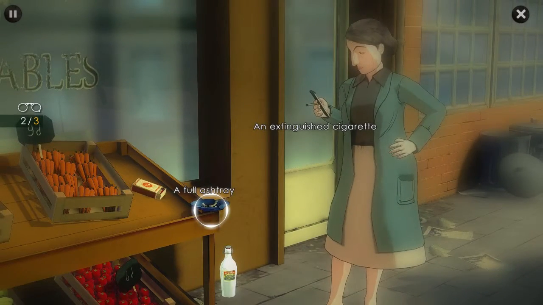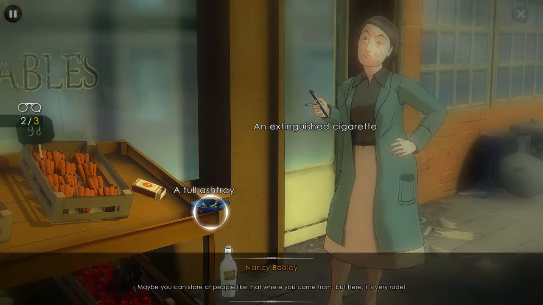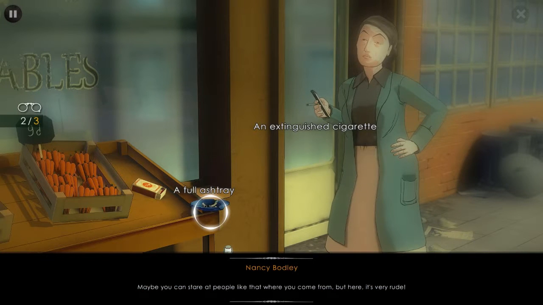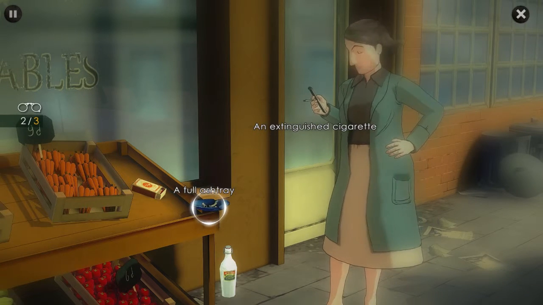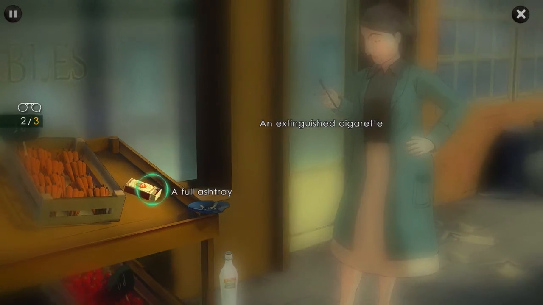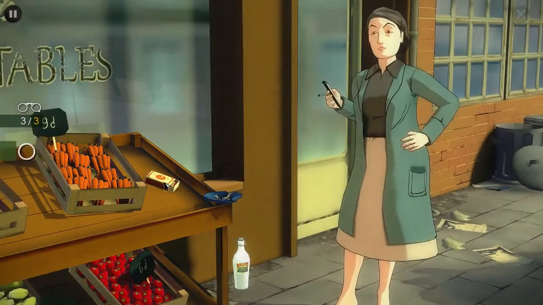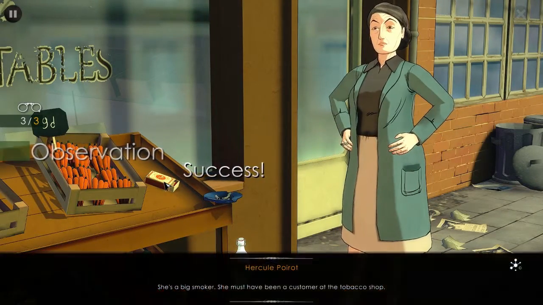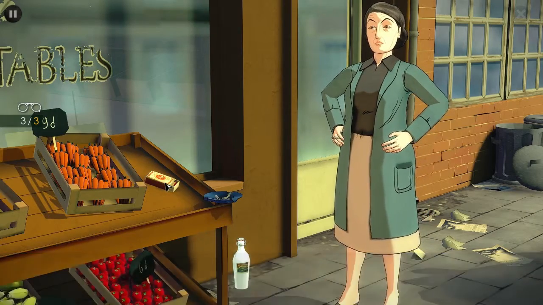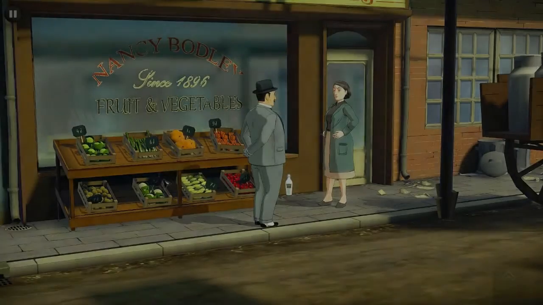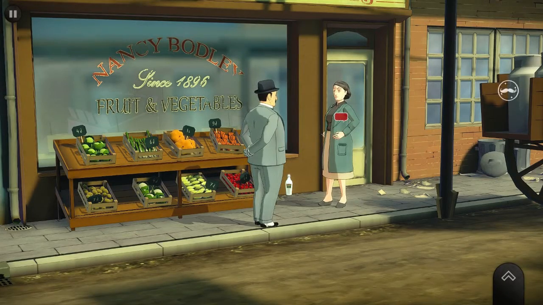A full ashtray, so she is maybe a chain smoker. You can stare at people like that where you come from, but here it's very rude. Well, I didn't stare at her, I stared at the ashtray. And there's a box of matches here. She's a big smoker. She must have been a customer at the tobacco shop. Yeah. So let's speak to her.